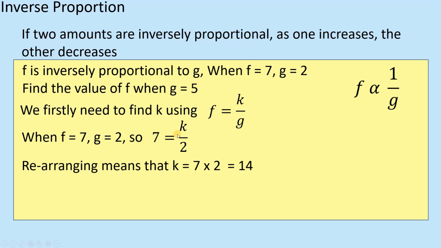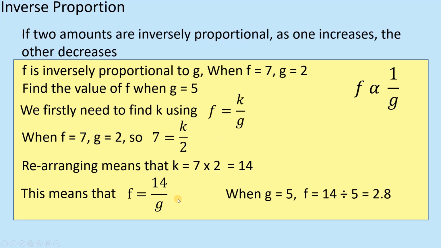So 2 times 7 is going to give you 14, so that's going to be K. And like we did last time, I'm now going to rewrite this with the value of 14 in there, so F is equal to 14 over G, and then answer the second part of the question. Find the value of F when G is 5. So 14 divided by 5 is going to give you 2.8, and that is the value of F. So there's your solution.